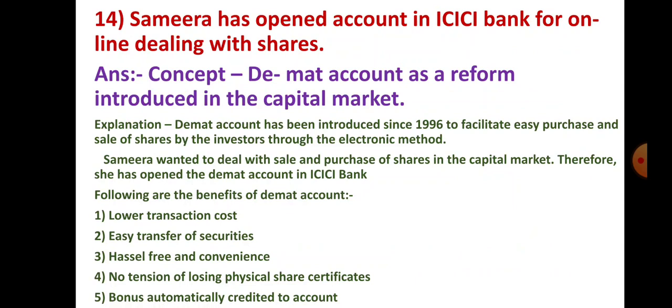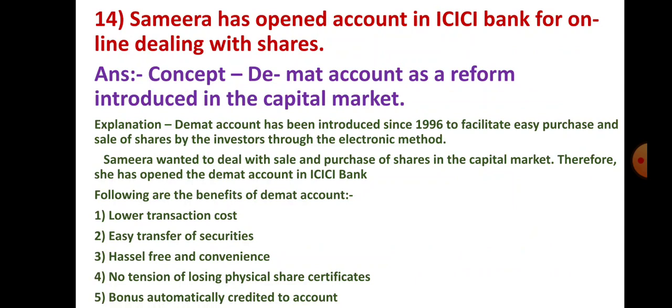Samira has opened account in ICICI Bank for online dealing with shares. Okay, so what is the concept here? Here concept is demat account as a reform introduced in the capital market. Okay, after that you have to explain what is a demat account. Okay, so demat account has been introduced since 1996 to facilitate easy purchase and sale of shares by the investors through the electronic method. So Samira wanted to deal with the sale and purchase of shares in the capital market.